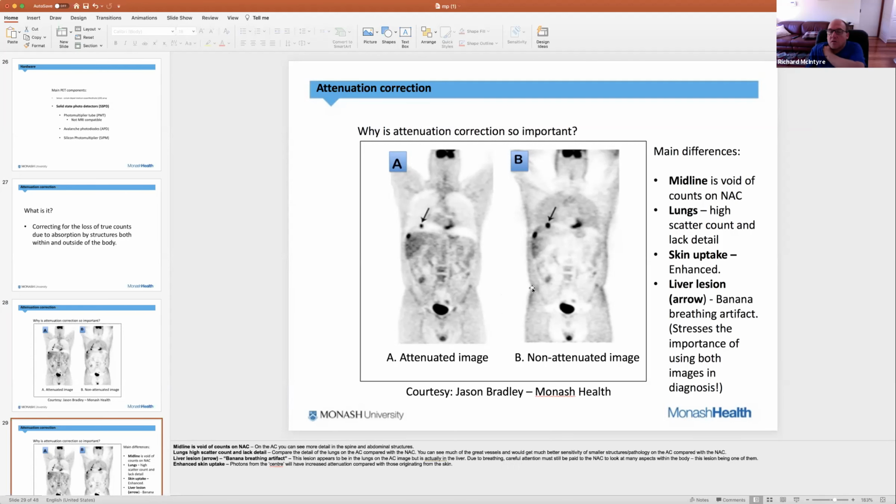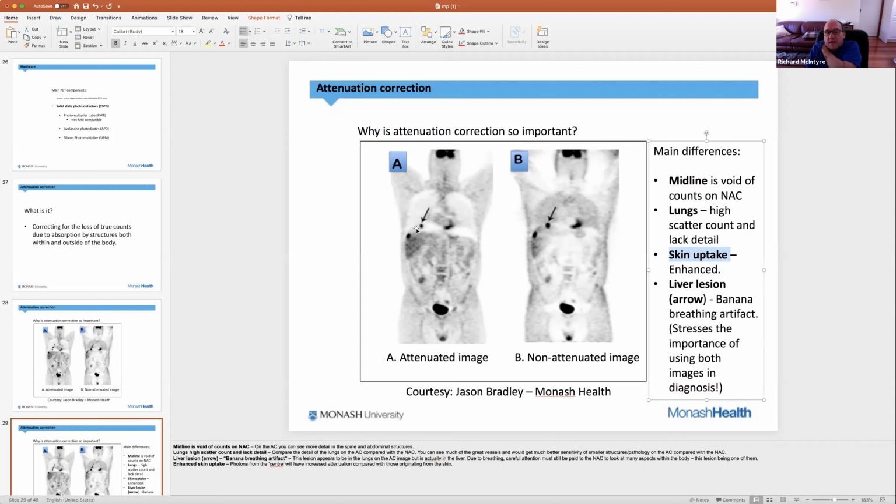So what's the difference between a non-attenuated image and an attenuated image? Firstly, look at the midline, which is void of counts on the non-attenuated image. We've got decreased counts in the midline because even though there's been a lot, a lot of them have been attenuated on their way to the detector. On the other hand, with skin uptake, we've got quite a large signal because a lot of those have not been attenuated, okay?